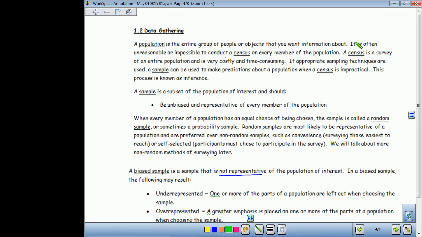Now, a lot of times it's not possible to get information on an entire population, which is where statistics comes in. But population just means the entire group of people or objects that you want information about. So it's often unreasonable or impossible to conduct a census on every member of the population.